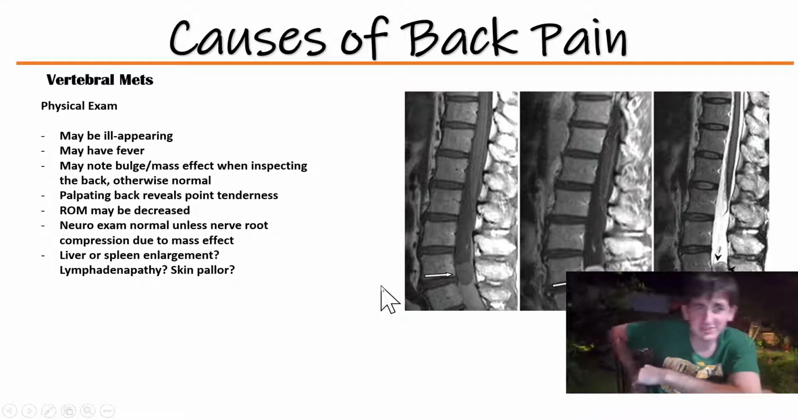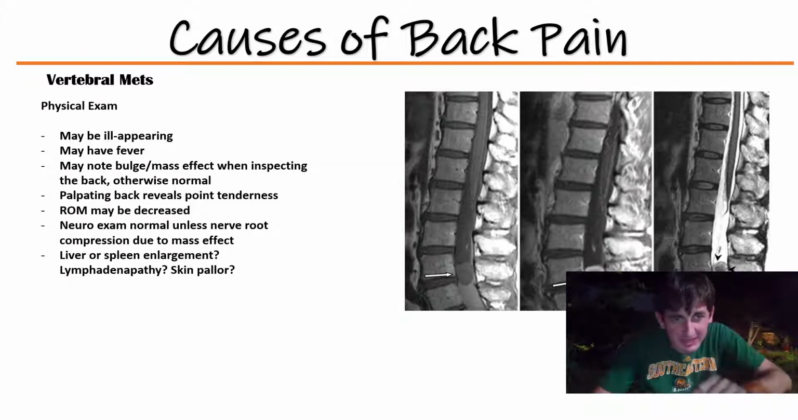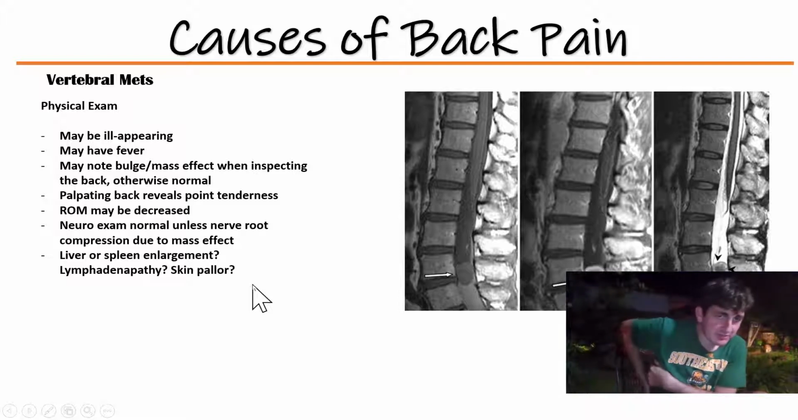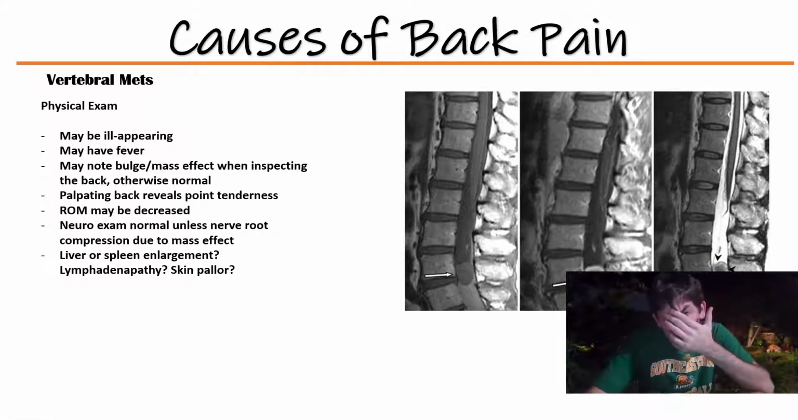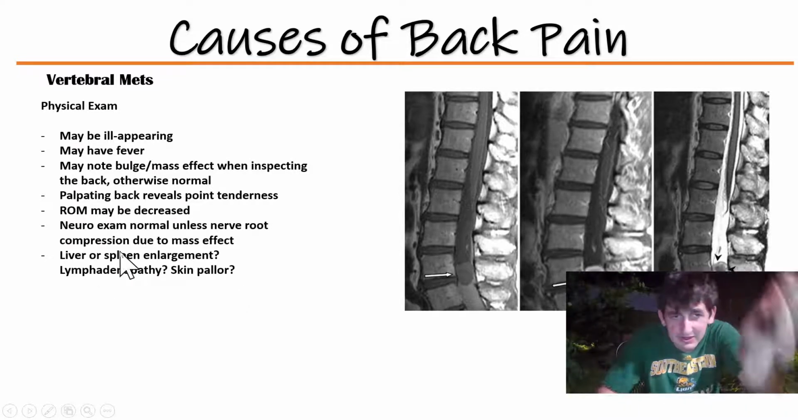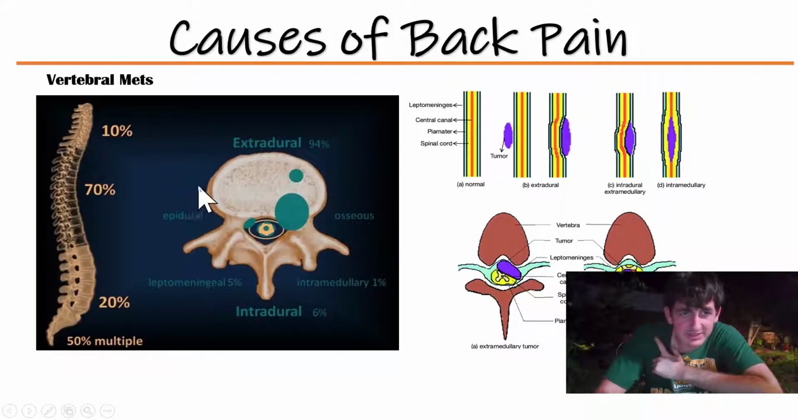So you're going to examine the patient. They might look ill. They might have a fever. You might note when you're inspecting the back a bulge, but you might not. Otherwise, it can just be normal. So when you push on the back, you'll find point tenderness. Range of motion might be decreased. A neurological exam, as we said, can be normal, unless you have some nerve root compression. Spleen or lymph node, or liver, spleen enlargement, lymphadenopathy, skin pallor. So you're looking for, are there any signs of cancer elsewhere in the body? Feel the lymph nodes. Look at the skin. Just feel around.